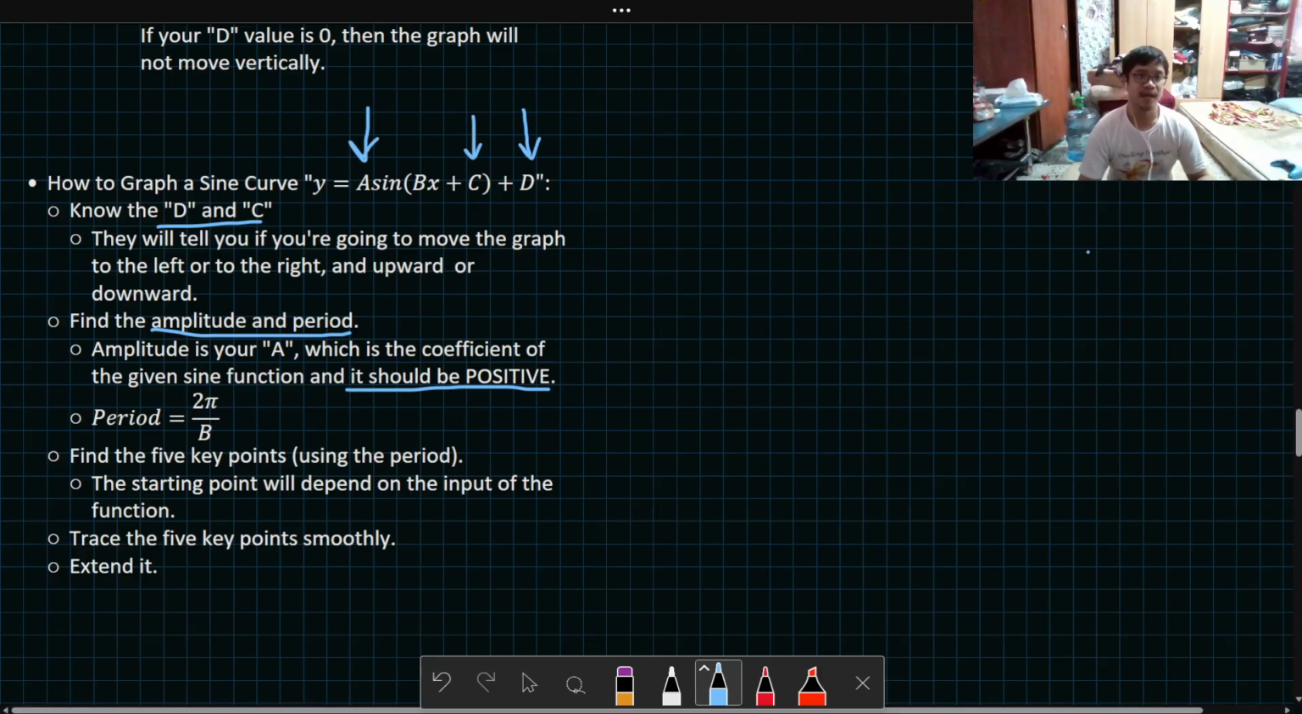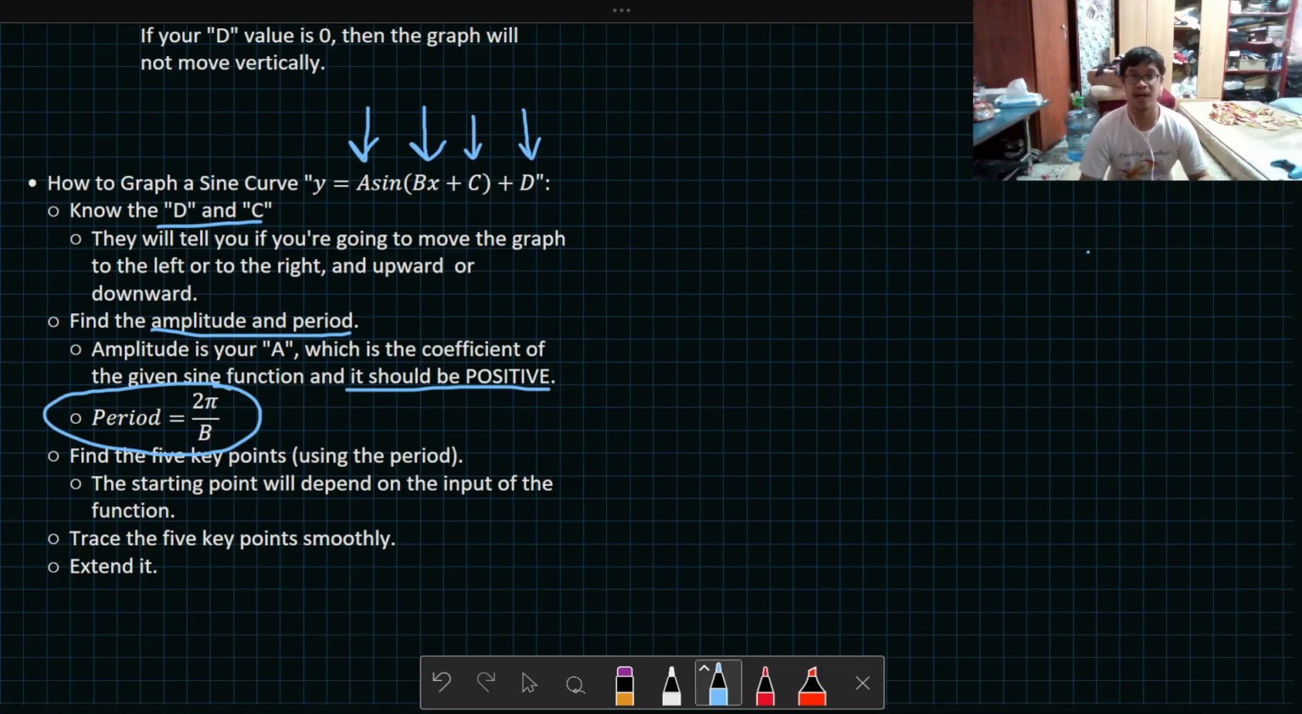Then next, we're going to find its period, in which the formula is here, 2 pi over b. And if you're asking me what's the b, that's basically the coefficient of the x, which is located inside the function of sine, or basically the input of sine. Remember that period is basically the total horizontal length of one complete cycle.